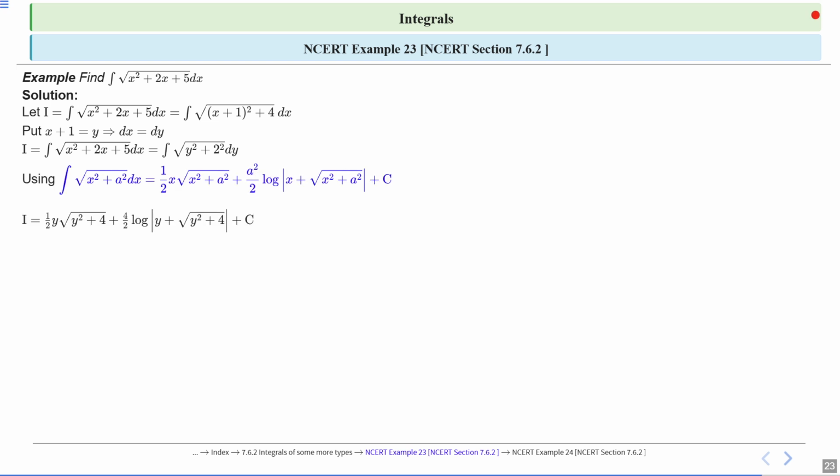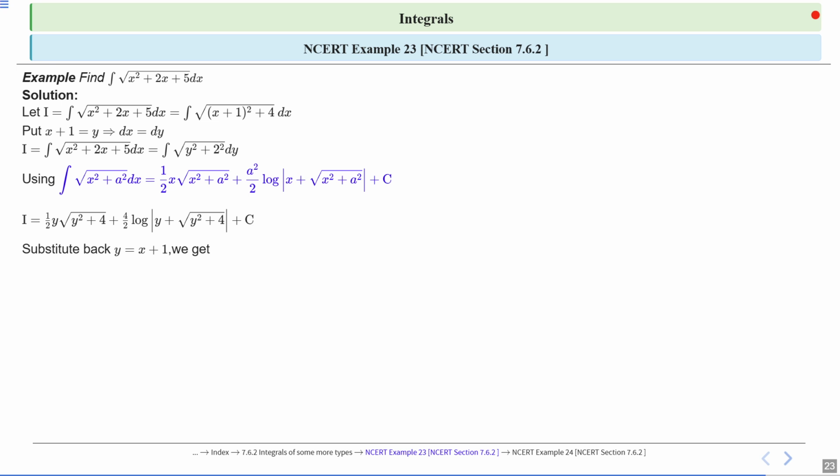So we use the formula for the integration of root under x square plus a square dx, that is x by 2 into root under x square plus a square plus a square by 2 log mod x plus root under x square plus a square plus constant of integration. And in place of x, put y, and in place of a, just substitute 2. So we get y by 2 under square root y square plus 4 plus 4 by 2 log mod y plus under square root y square plus 4 plus c.